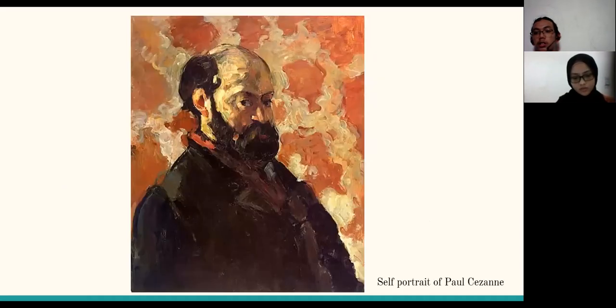Okay, this is the self-portrait of Paul Cezanne. This picture was created with colors that had been created earlier, at the late 19th century. Okay, I will pass the presentation to Hayat.